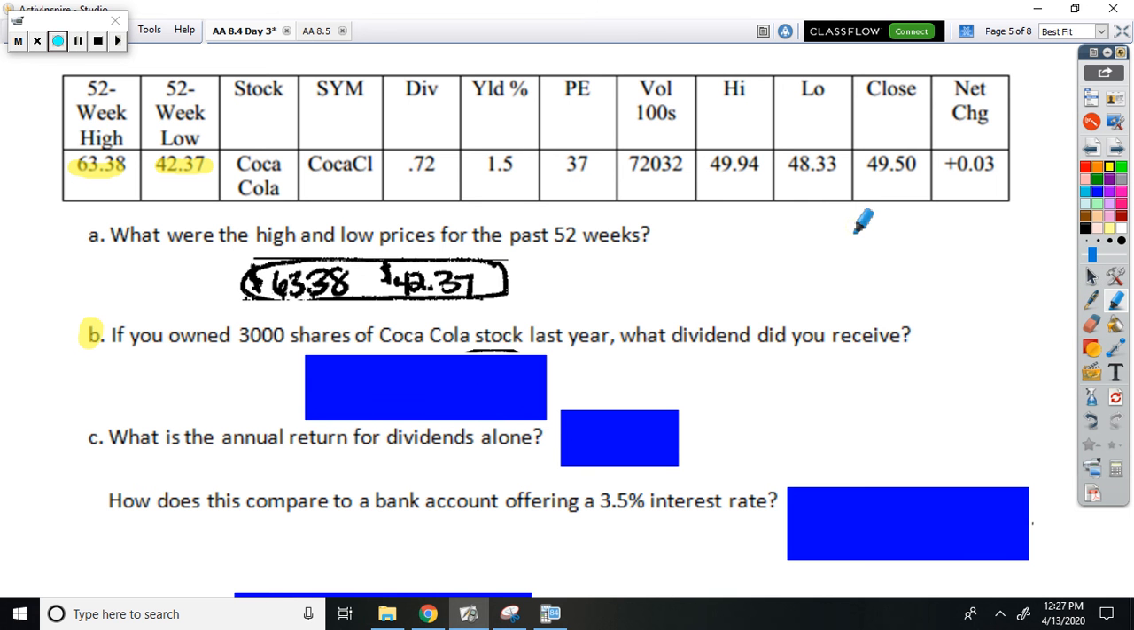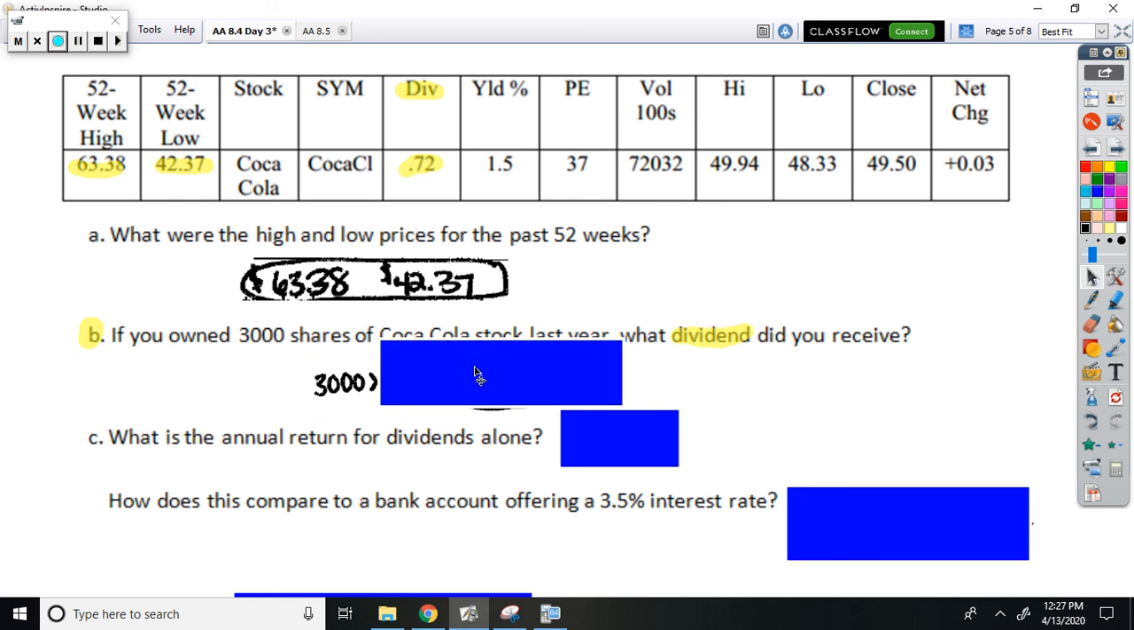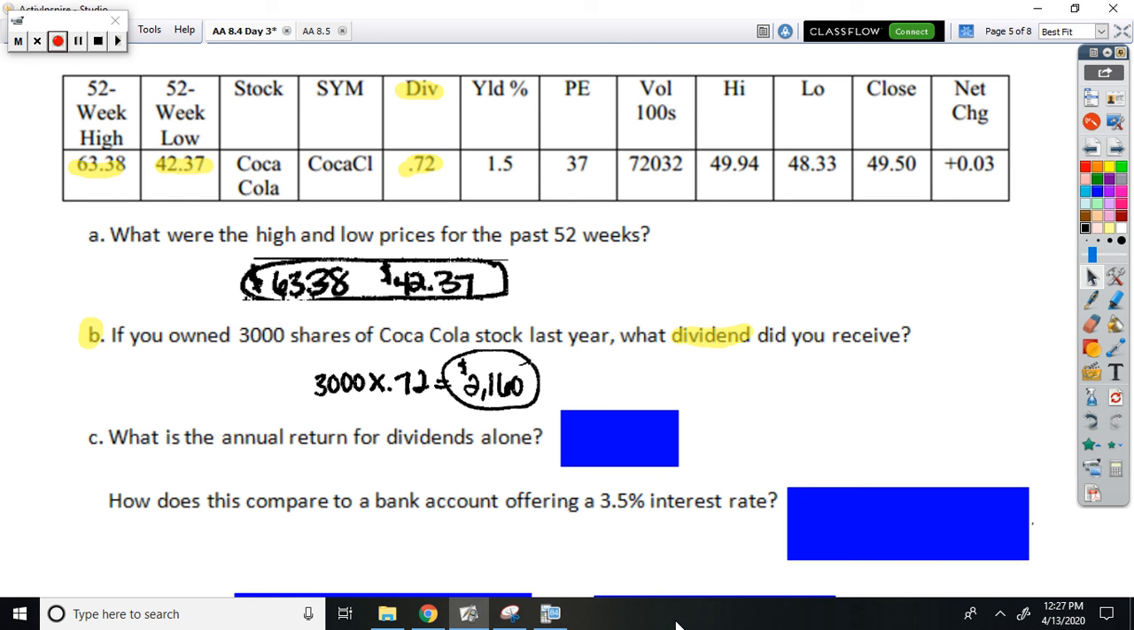All right, here's one that I see students make mistakes on. If you owned 3,000 shares of Coca-Cola stock last year, what dividend did you receive? Now remember, the dividend column tells us how much we made per one share. So if you have 3,000 shares, you need to take 3,000 times the dividend in the chart, 0.72, and we should get $2,160 that we earned. Again, remember, dividends are like extra money. It's when the company distributes part of its profits.